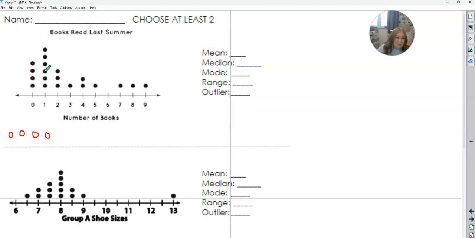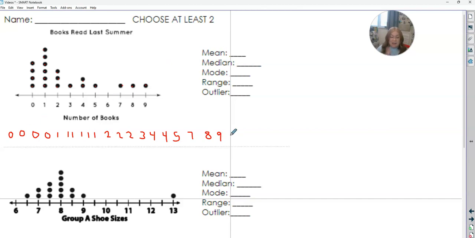Now we have 1, 1, 1, 1, 1, 1. So there's 6 ones. 1, 2, 3, 4, 5, 6. 2, 2, 2. 1, 2, 3 of those. A 3. 2 4s. A 5. And then a 7, an 8, and a 9. We're not listing 6 because there were no 6s. Nobody read 6 books.